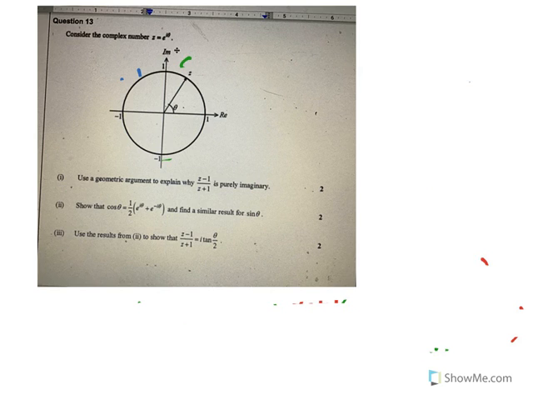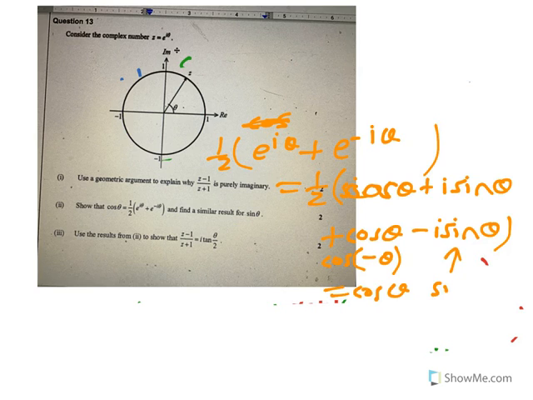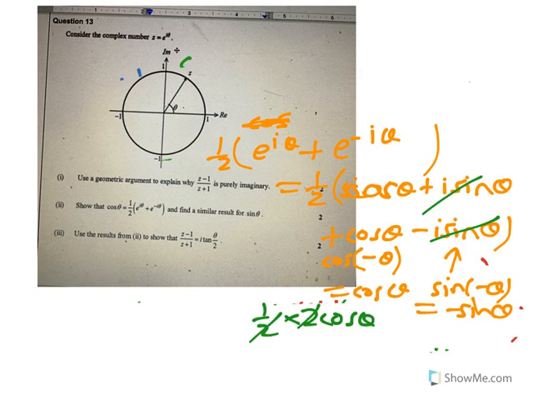Okay, now if you look at the second part, show that there's a similar result for sine, and I think you can do that pretty easily. So you've got e to the i theta plus e to the minus i theta with a half. So it's just a half of cos theta plus i sine theta, and for the negative one, it is cos theta minus i sine theta, because that's going to be minus theta, and cos of minus theta is cos theta, and sine of minus theta is minus sine theta. So the sines go out, and you get 2 coses times the half, so that equals cos theta.